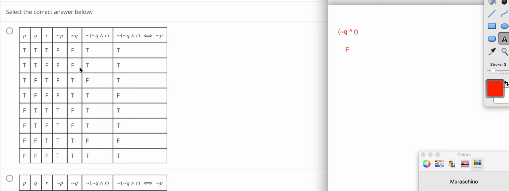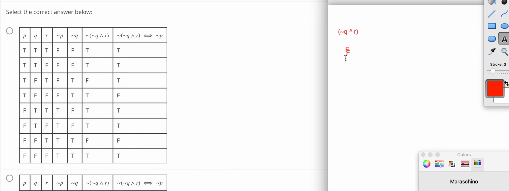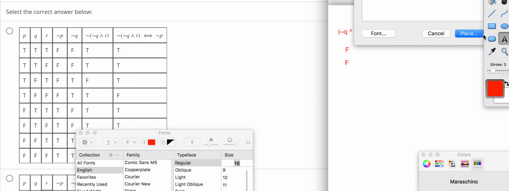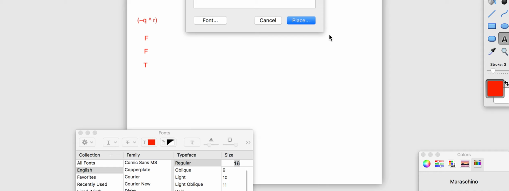False and false, that's not true. The and symbol means that they both have to be true. So false, false, that's why I put a false here. True, true, we can put a true for the third row. Okay, true, false, we got to put a false because they're not both true.